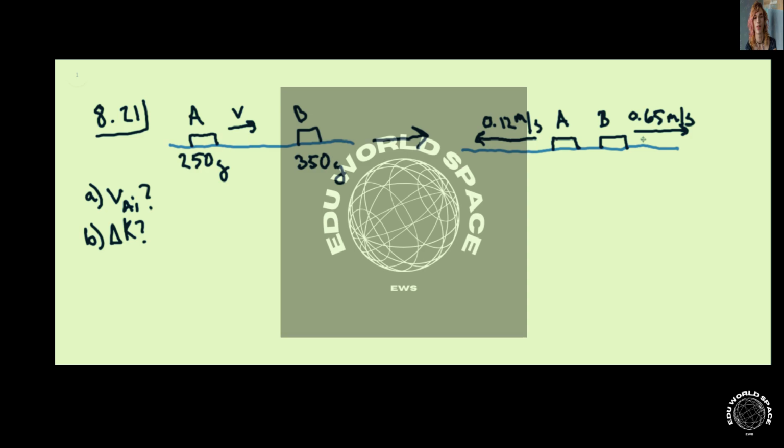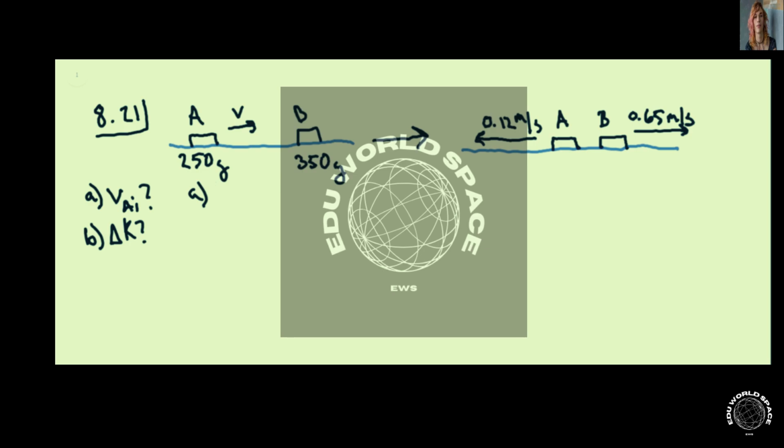And so the two things we want to find are what was the initial speed of A, sort of the big mystery here, very interesting to know that. And then what is the change in the kinetic energy, because it will turn out that this collision is not elastic. It's partially inelastic. So let's start with part A.